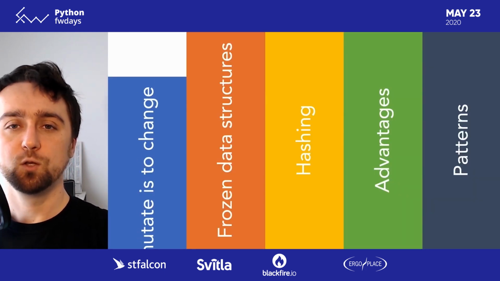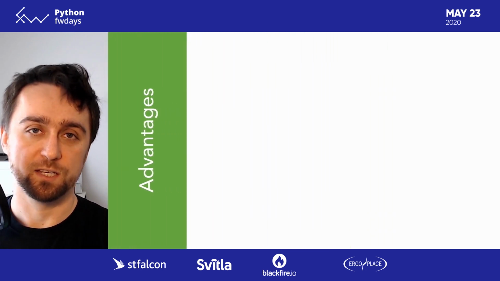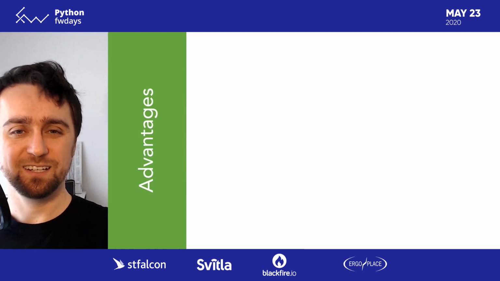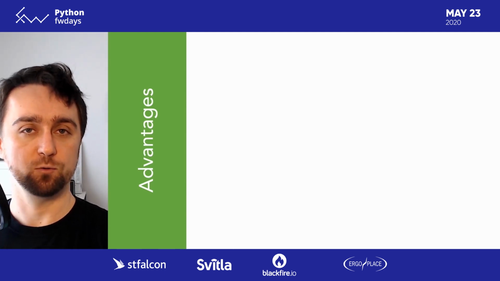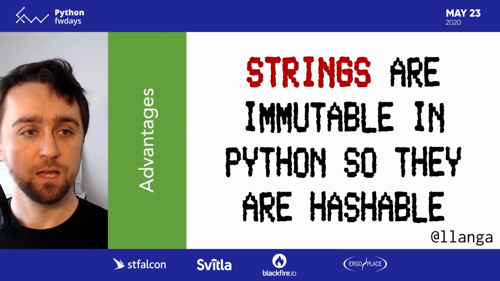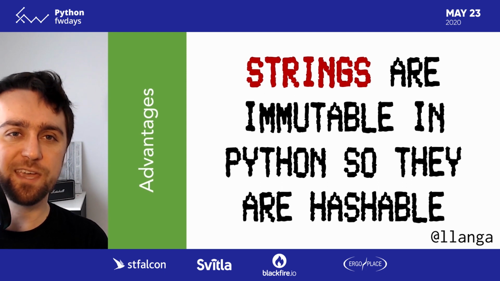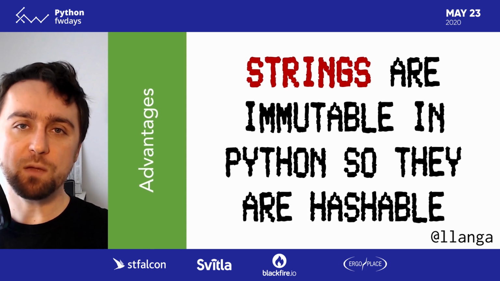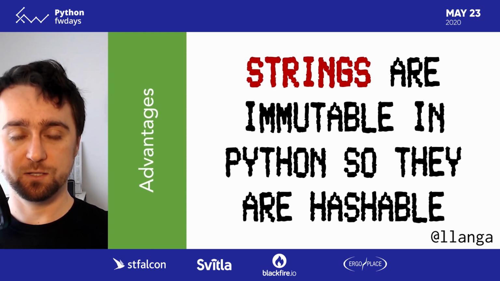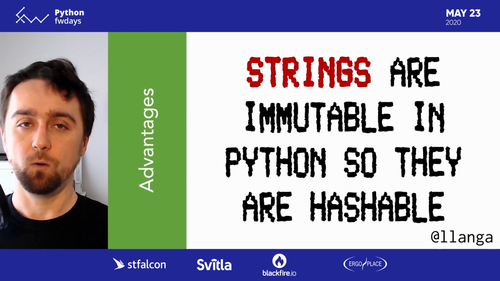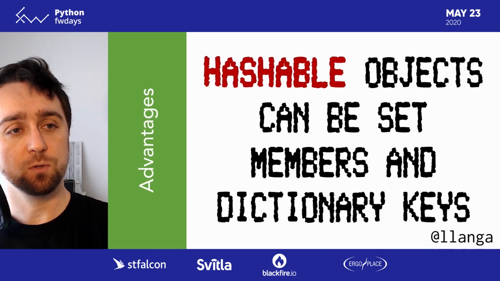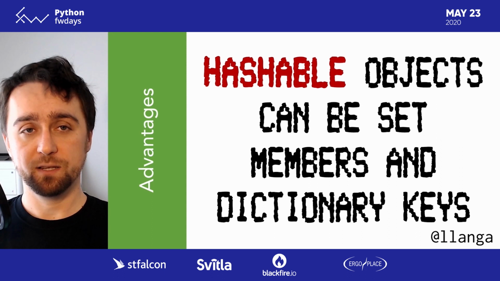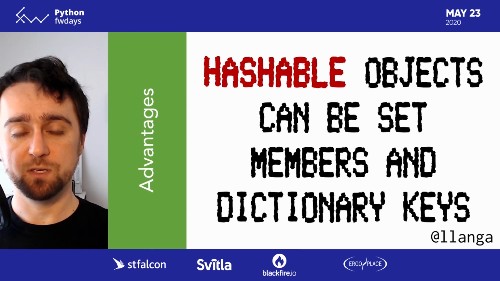But let's move on to some advantages of immutable data structures, some of which actually are enabled by hashing. So to discuss it, let's look at the most important value type in Python, the string. Strings are immutable in Python, so they are hashable. Making them immutable also makes it easier and safer to manage memory for them, but hashability is really where it's at. Why? Well, first advantage, because hashable objects can be set members and dictionary keys. We already know about this. But let's just see how this can be utilized further.